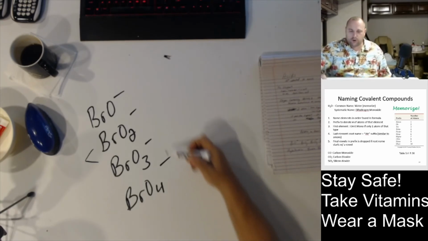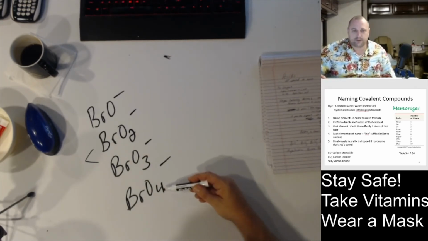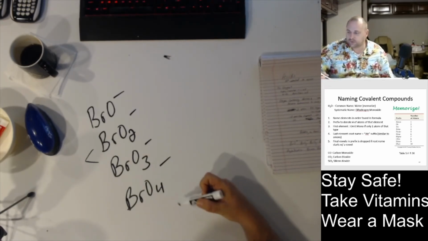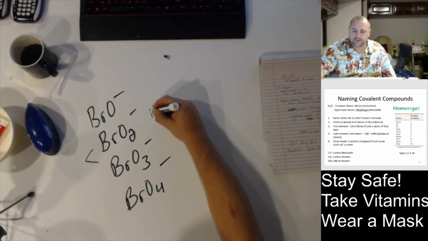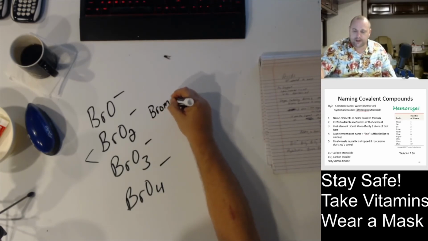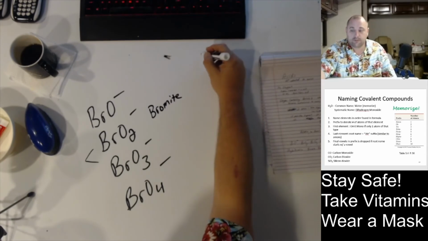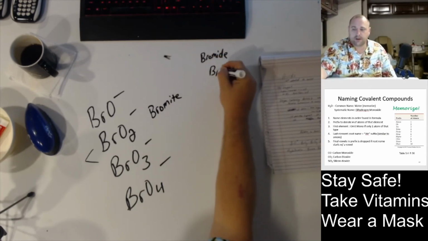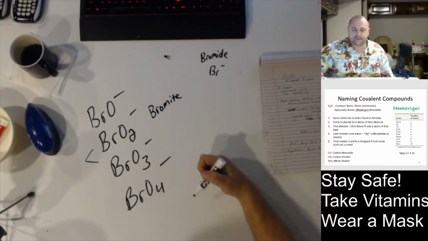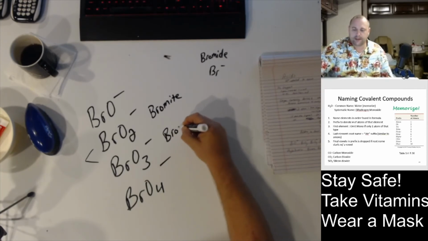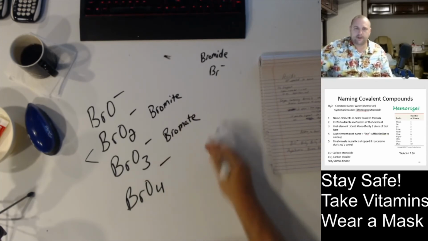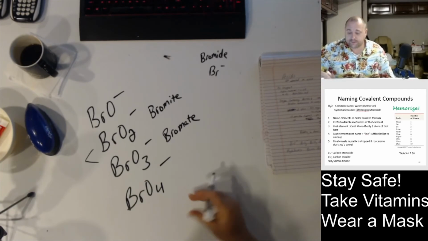And so we're going off of increasing amount of oxygen. The one that has the lower amount of oxygen, this is my ite. So this would be bromite. Keep in mind, bromide is just Br minus. All right. So this is bromite. And then I've got this one that has more, which would be bromate. If it was chlorine, it'd be chlorate, right?